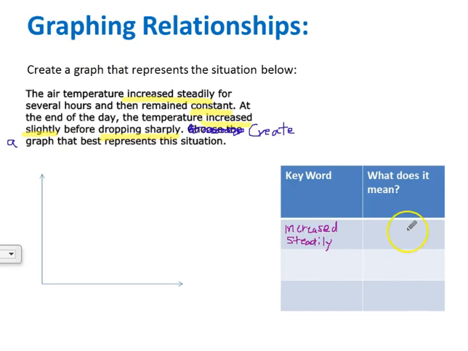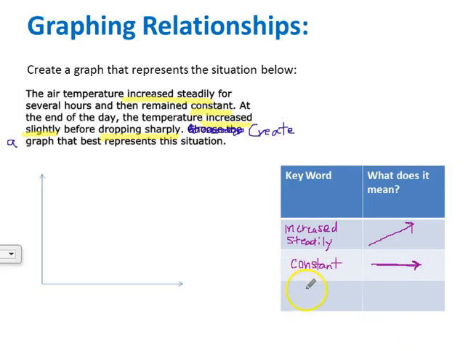What is the next, and what does that mean? Let's just talk about what that means. Increase steadily means that we are increasing at a constant rate, so it's going to look something like that. The next term we saw was constant, that the temperature remained constant. So that means we're not increasing or decreasing. We're going to have a horizontal line to show something's constant.